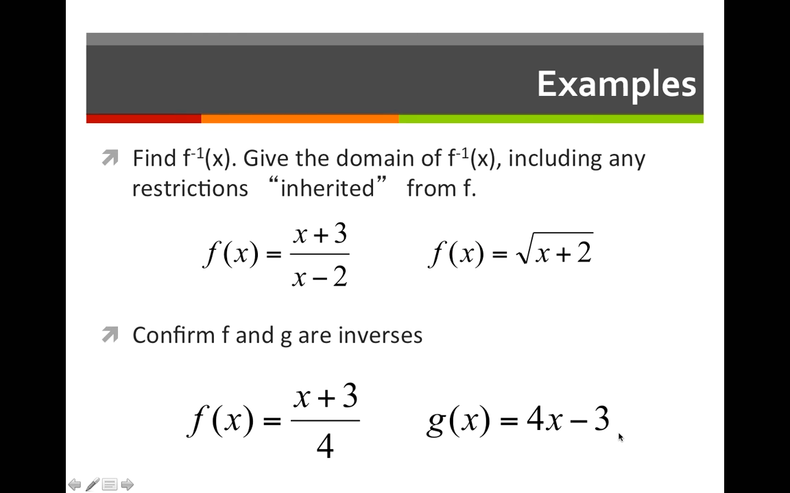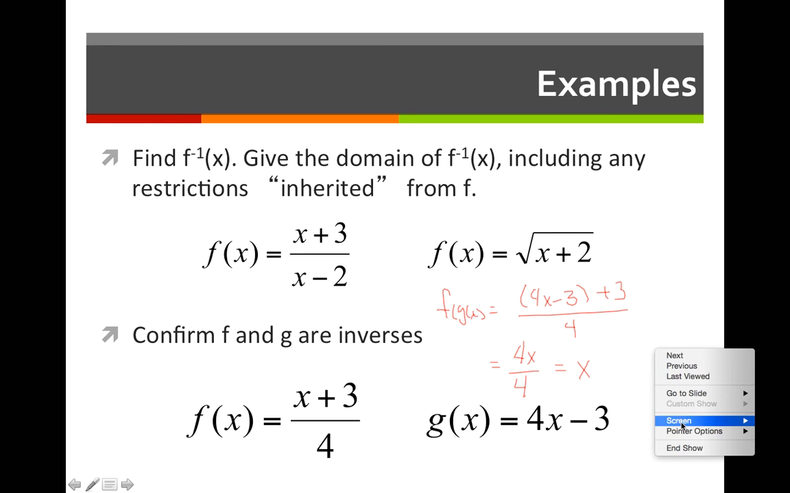Okay, let's keep going here. If I wanted to confirm these two are inverses of one another, all I have to do is compose the two functions. So f of g of x is equal to (4x minus 3 plus 3) all over 4. And if I simplify this, 4x minus 3 plus 3 is 0 over 4. Cancel the 4's, I get x. Okay, so that works for that one.